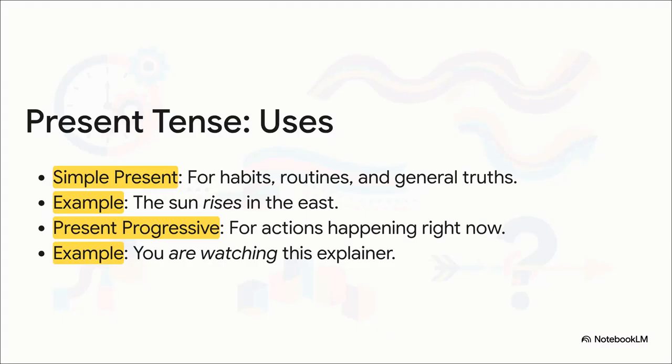So here's the bottom line. We use the simple present for things that are just generally true. Facts, habits, the sun rises in the east. I drink coffee every single morning. But we use the present progressive for what's happening as we speak, like I am talking to you right now, or you are watching this. See the difference? One's for facts and habits, the other is for action in motion.